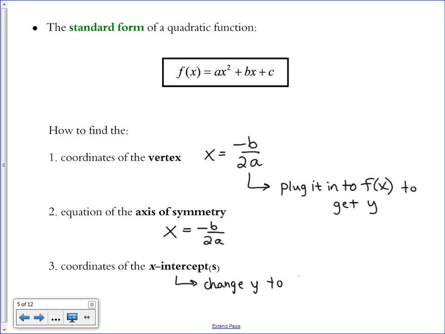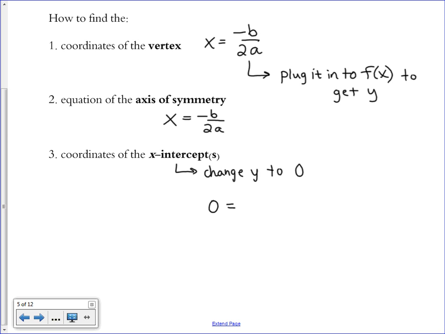And where's y in a function that looks like the standard form written above? It's the f of x. So really, it would look like this. And then you would have to solve the resulting equation.